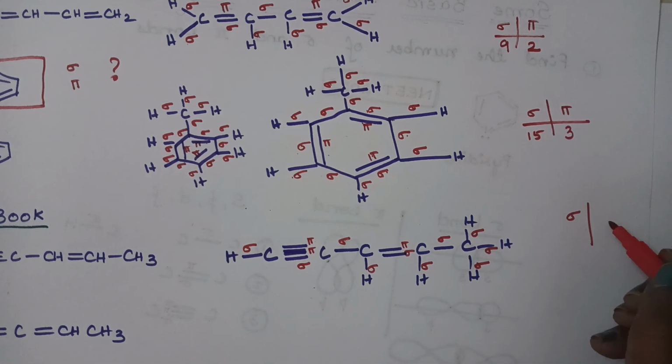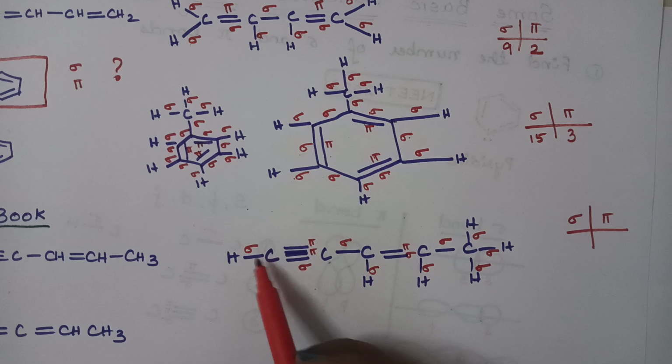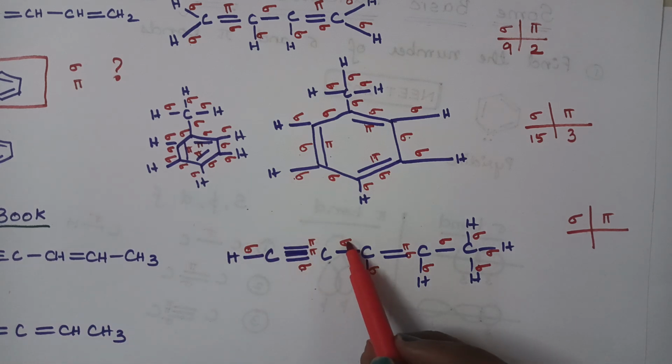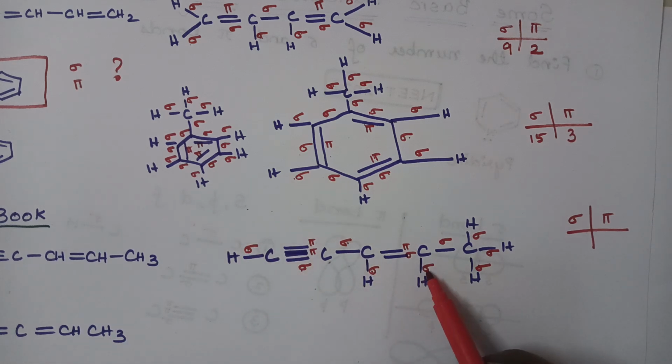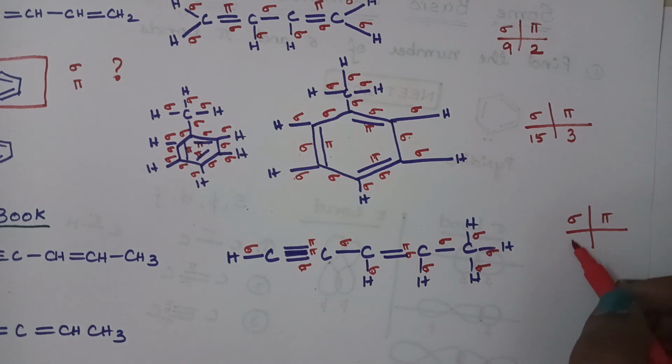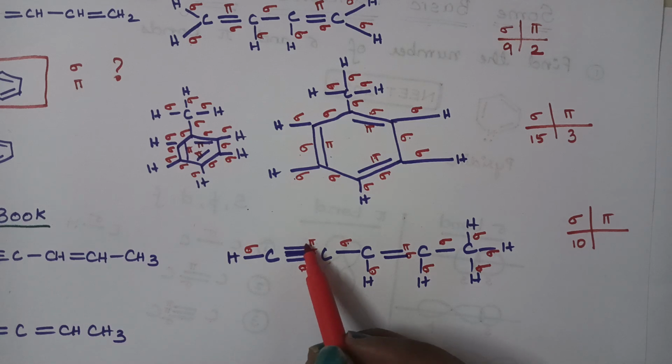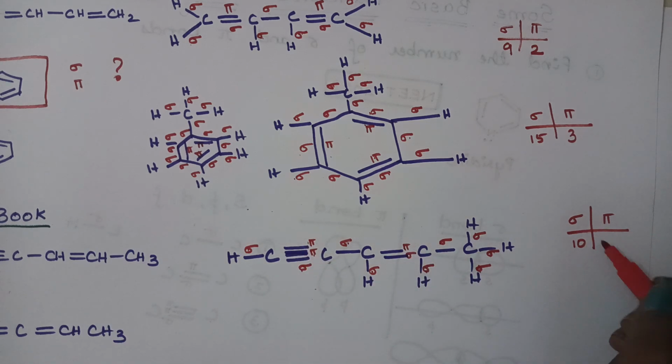So now write the number of sigma and pi bonds. 1, 2, 3, 4, 5, 6, 7, 8, 9, 10. So there are 10 sigma bonds. 1, 2, 3. So there are 3 pi bonds.